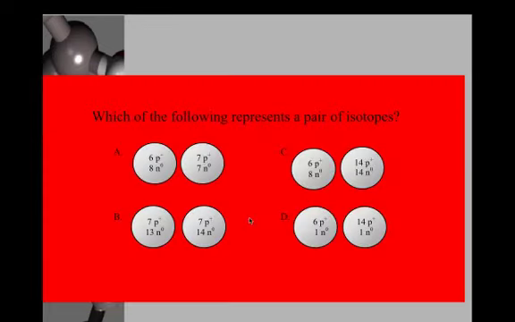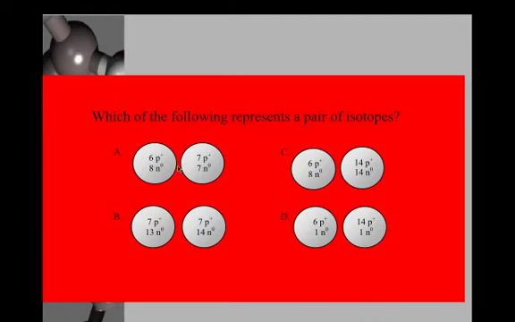Exactly. Here are pairs of isotopes, pairs A, B, C, and D. Now, the question is, which of the following represents a pair of isotopes? They should know what an isotope is by now. If it's an isotope, then their number of protons are the same. So do we have any pairs where the number of protons are not the same?